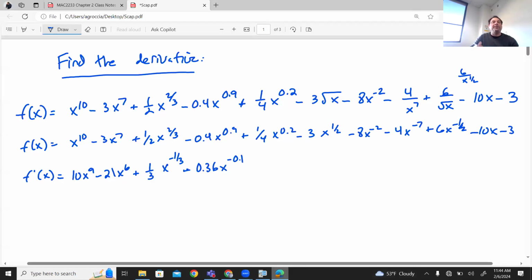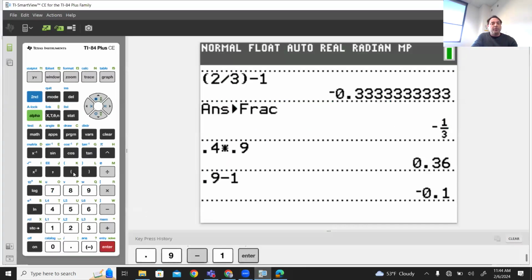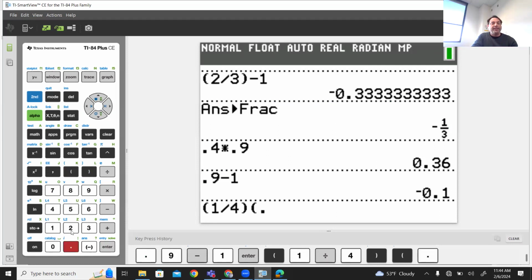Okay, so I'm trying to show you all this because I'm not going to do it all the time, but you have your calculator, so we have a backup. We shouldn't have any reason why we're worried about any of these. And 1/4 times 0.2, okay? Parenthesis, 1/4, close parenthesis, times 0.2, enter.